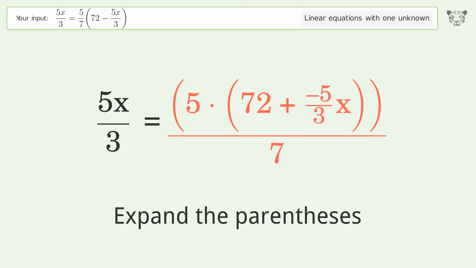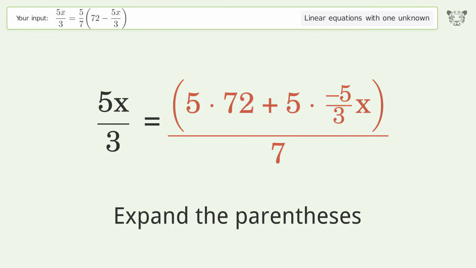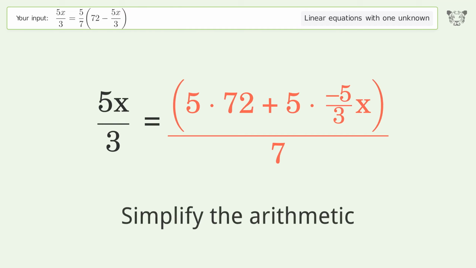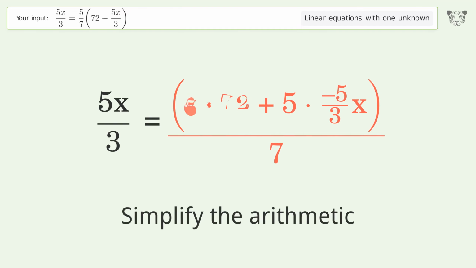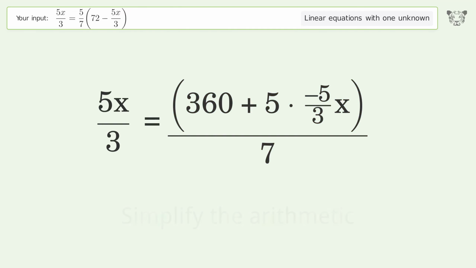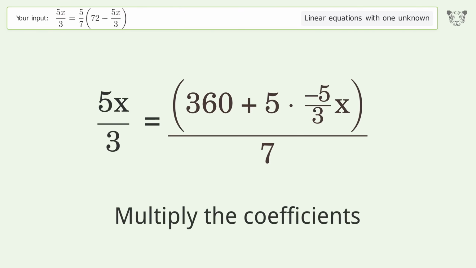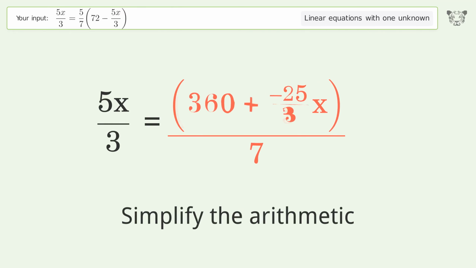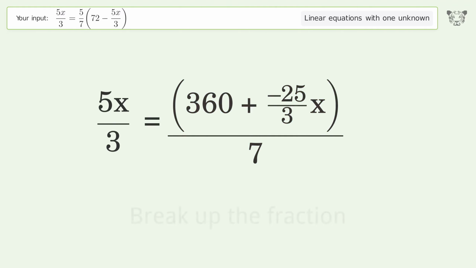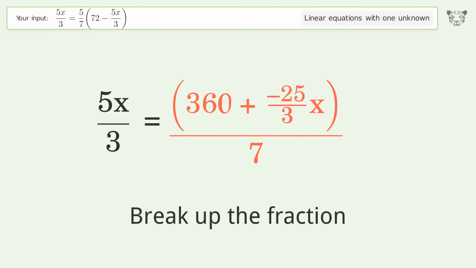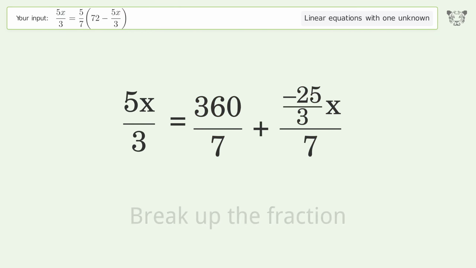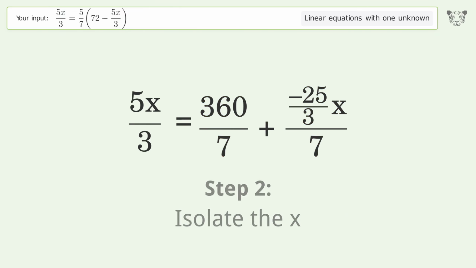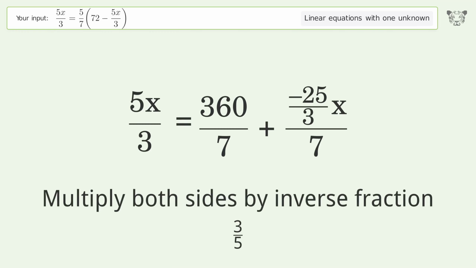Expand the parentheses. Simplify the arithmetic. Multiply the coefficients. Simplify the arithmetic. Break up the fraction. Isolate the x. Multiply both sides by inverse fraction 3/5.